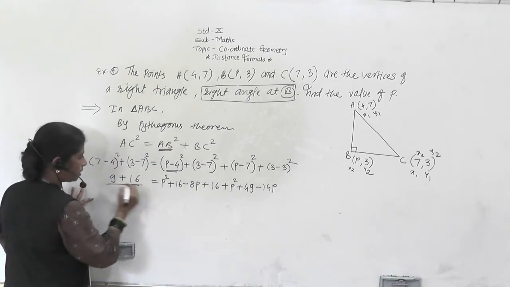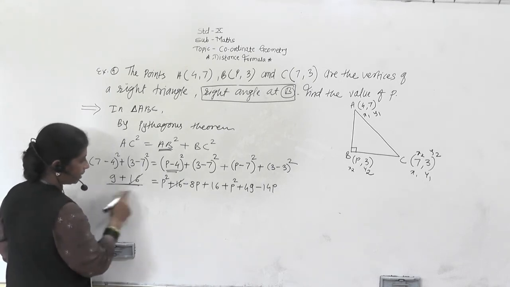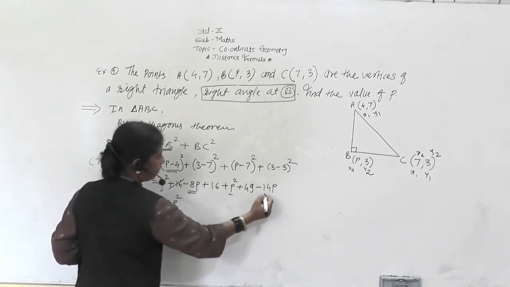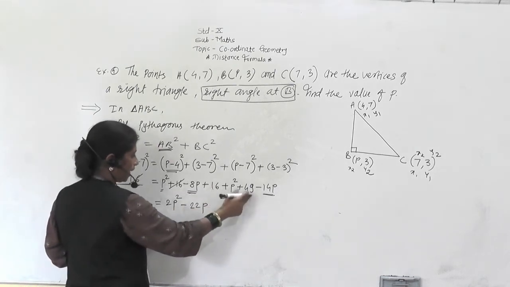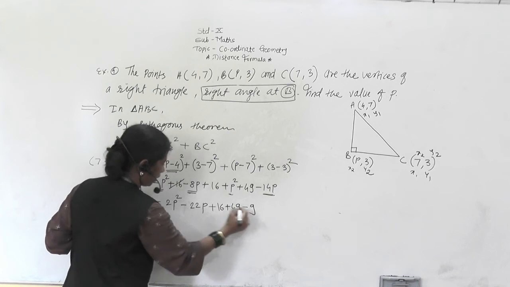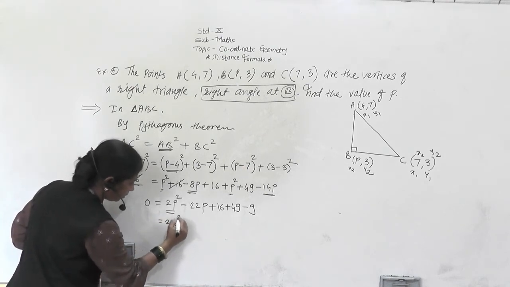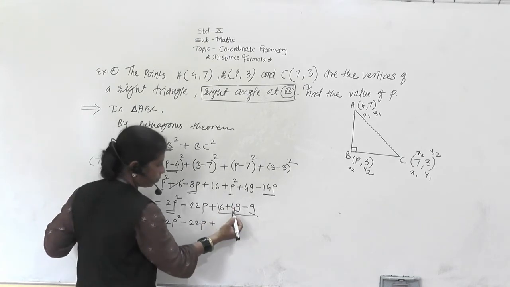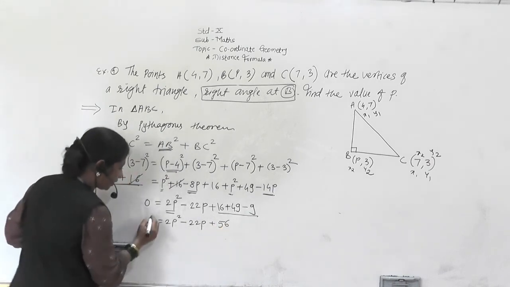Now we will simplify. This 16 and this 16 we can cancel, correct? Now this 9 is the only one remaining, with p square. This p square and this p square is 2p square, correct? This minus 18p and minus 14p, how many? Minus 22p, right? This 16 we write as 16 plus 49, and this plus 9 will come as minus 9. So here 2p square minus 22p. How many remain? 16, and this 49 minus 9 gives 40. 40 plus 16 is 56. And this equals 0.